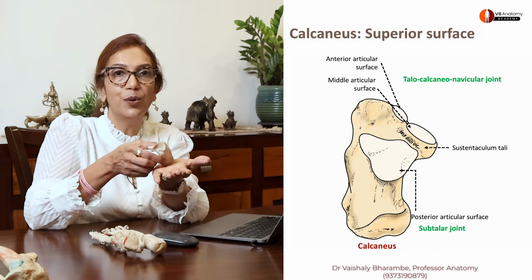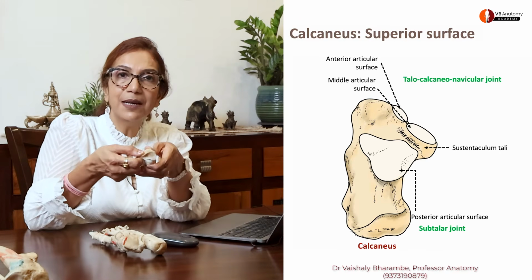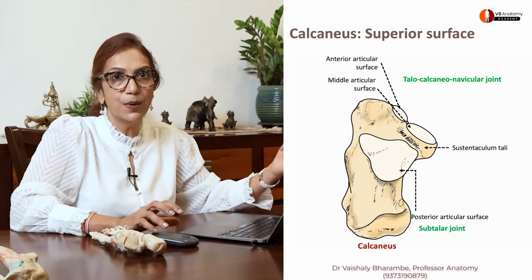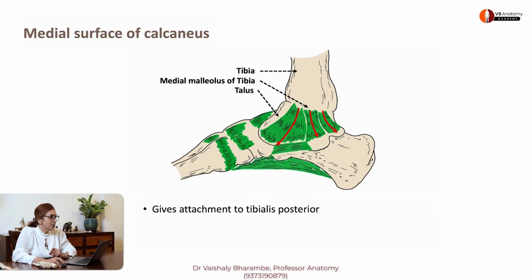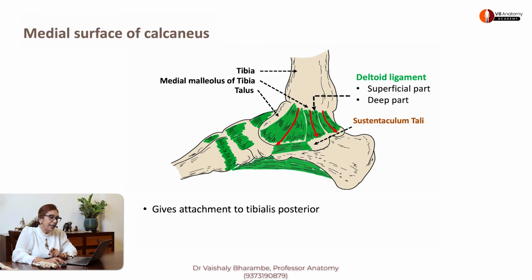It's very easy. Okay, so this is the sustentaculum tali I'm going to be talking about for the next 1 minute. This gives attachment to the deltoid ligament, we just saw that, and to the spring ligament or plantar calcaneonavicular ligament. So take a look at this image. This is your sustentaculum tali, giving attachment to the deltoid ligament from above and the plantar talocalcaneonavicular ligament from below. These are the attachments to your sustentaculum tali. It's also related to some muscles.